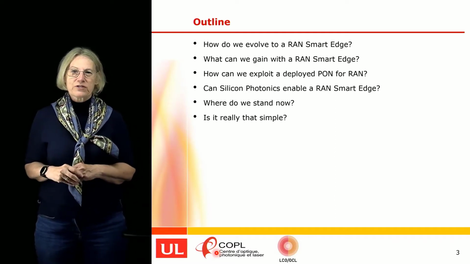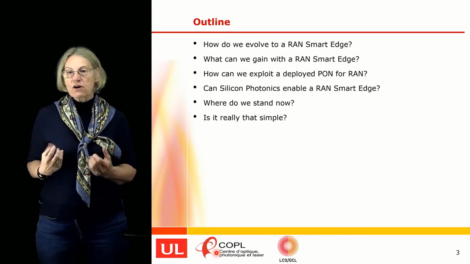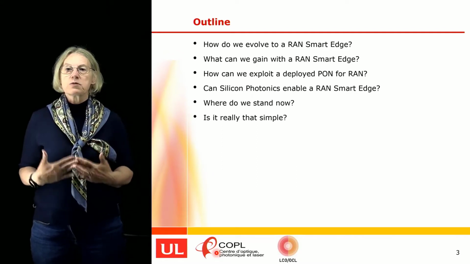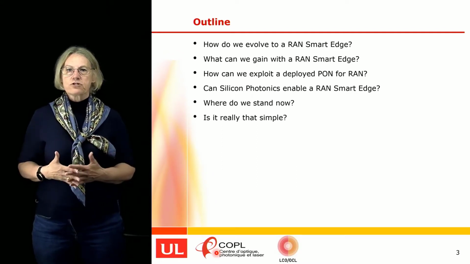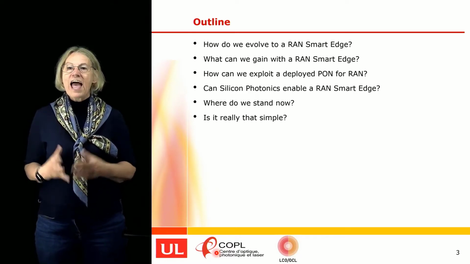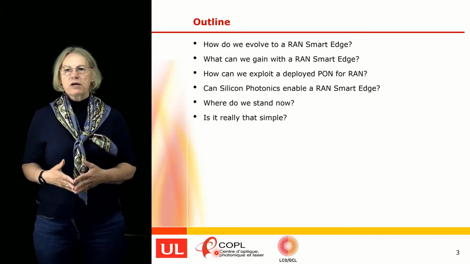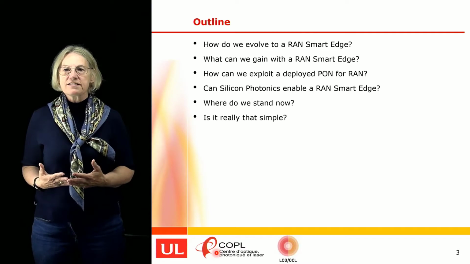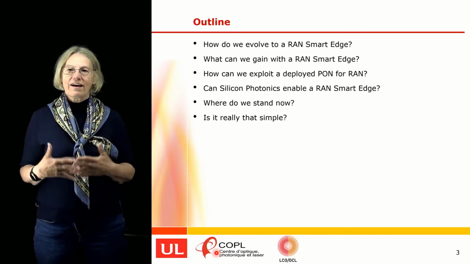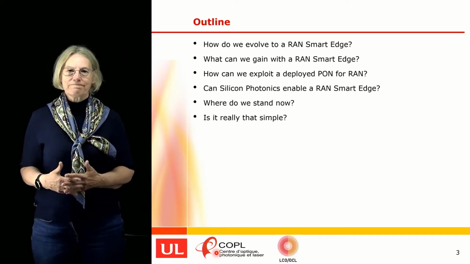Next, we'll confront the question of how can we exploit a PON infrastructure for RAN. So there already exists a lot of deployed fiber, and can we support a RAN, can we support a smart edge using this infrastructure? The next big question is, how can silicon photonics enable this radio access network smart edge? Because of the advantages of integrated devices that can keep costs down. This is an important aspect of why Cloud RAN is now a very interesting solution.